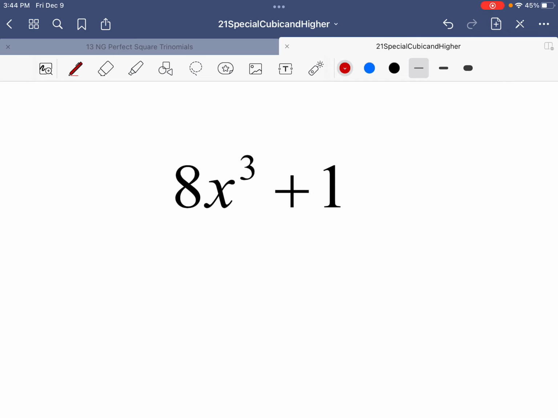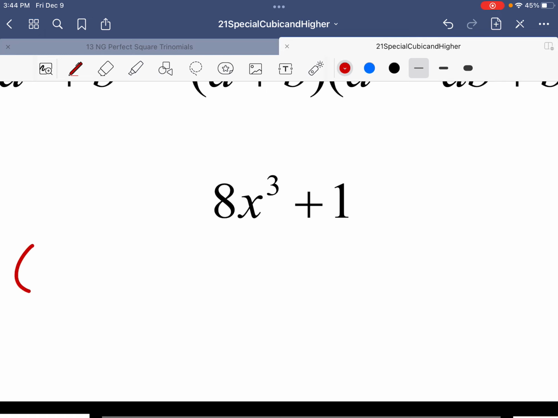8x cubed plus 1. It's a sum of cubes. These are both perfect cubes. That's where you want to start. Where did 8x cubed come from? It came from 2x. Officially, it came from 2x being cubed, but we just write down 2x. Where did 1 come from? It came from a 1 being cubed.